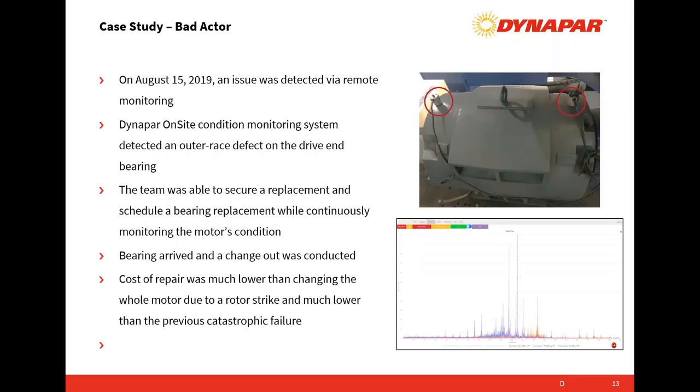After the initial installation of the motor, an anomaly was detected via the recently installed remote condition monitoring system. The anomaly detected was an outer race bearing frequency on the compressor motor. Being able to detect the defect early, the customer was able to secure and schedule a bearing replacement by continuously monitoring the motor's condition. Once the bearings arrived, the replacement of the motor bearings as a scheduled maintenance event prevented much unwanted downtime and provided a positive return on investment as compared to the prior catastrophic failure. Next slide, please.